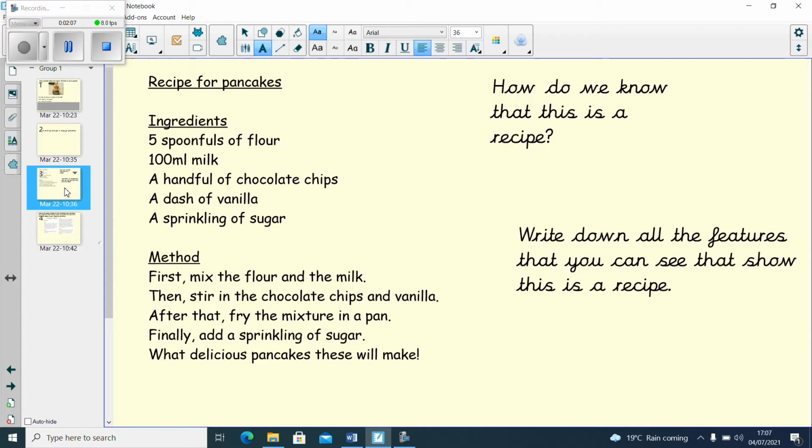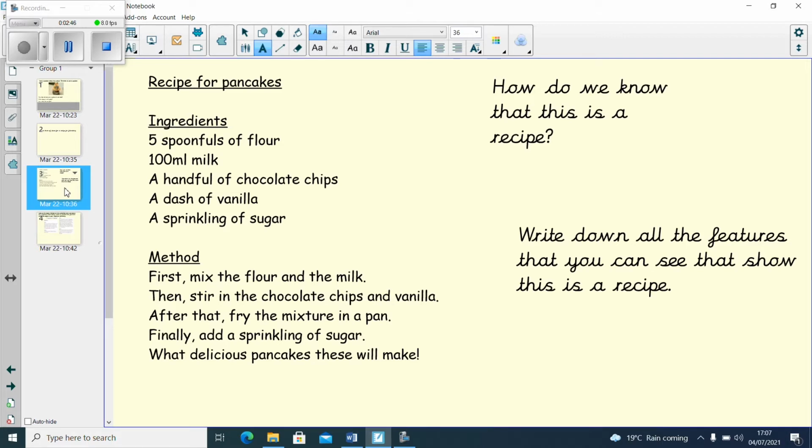And it's a recipe for pancakes. Okay, so I'm going to read it through and I want you to be thinking about how we know that this is a recipe. So we've got the ingredients. So we've got 5 spoonfuls of flour, 100. Now, can you remember what ml stands for? We did that in measurement last week. That's right, millilitres. So we've got 100 millilitres of milk, a handful of chocolate chips, a dash of vanilla, a sprinkling of sugar. And then we have our method.